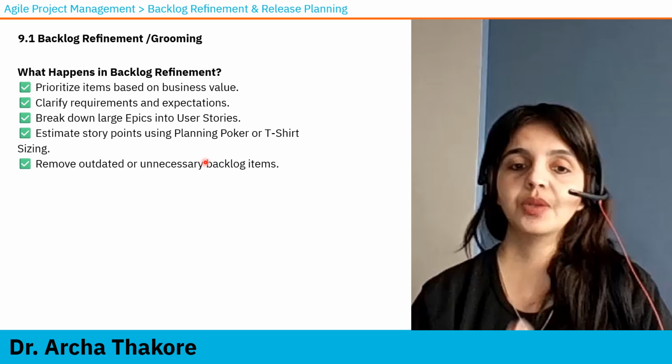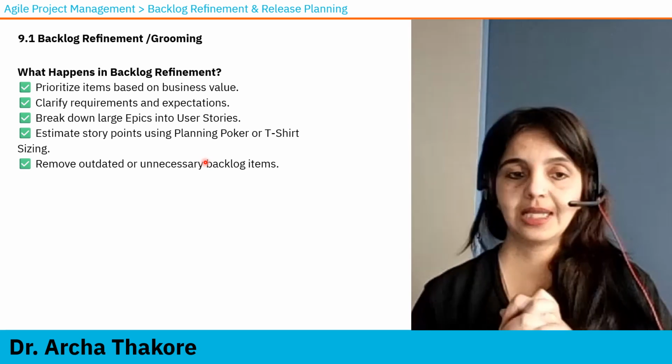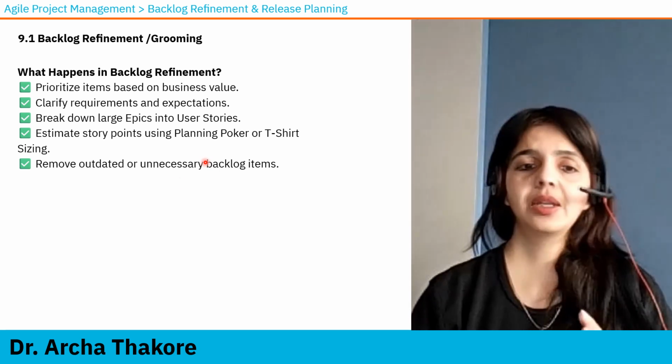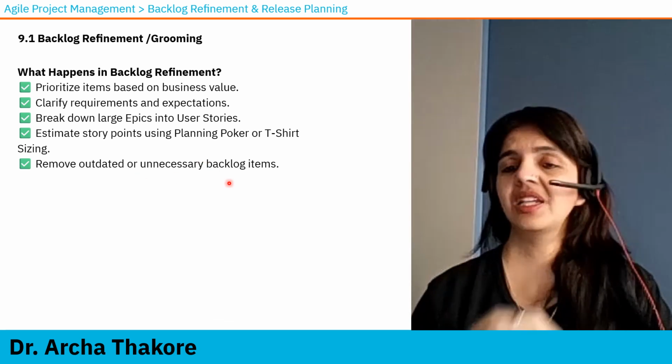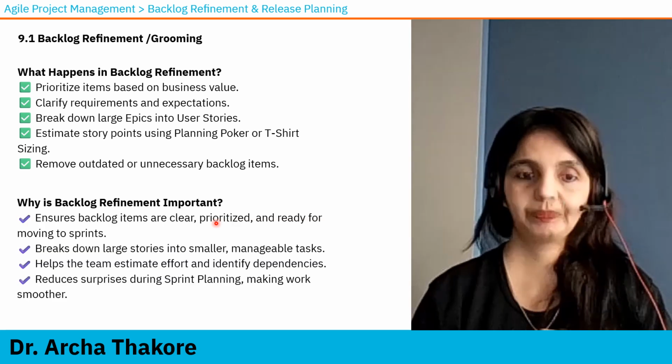Break down large epics into features and user stories. We've already covered what are features, what are epics, and what are user stories. Estimate story points using planning poker or t-shirt sizing. We talked about these techniques in the previous lesson. So they do all of that. They remove outdated, unnecessary, deprioritized items from the backlog so that it is updated.